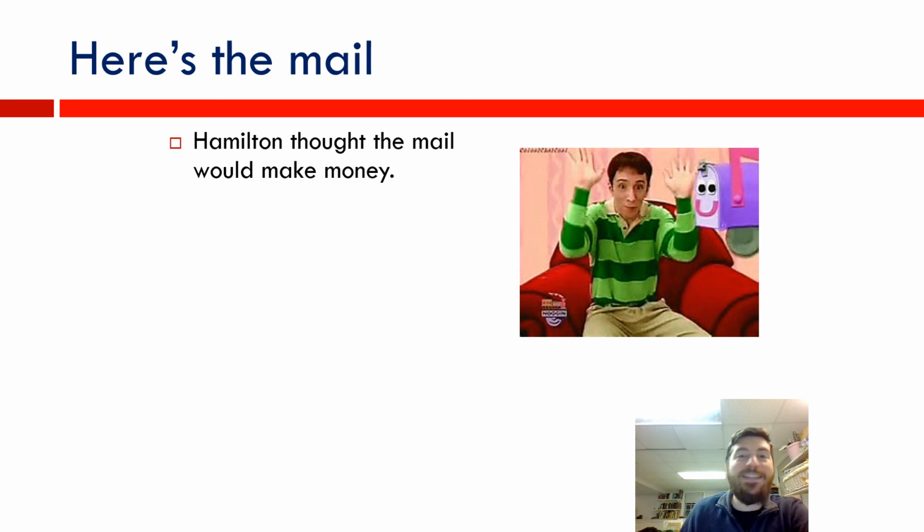So Congress has the ability to run the post office. And Hamilton was dead set that this was going to be a huge moneymaker for the government. That like selling stamps and stuff would make the government so much money that we would not have to raise much taxes at all because this would be a big moneymaker.